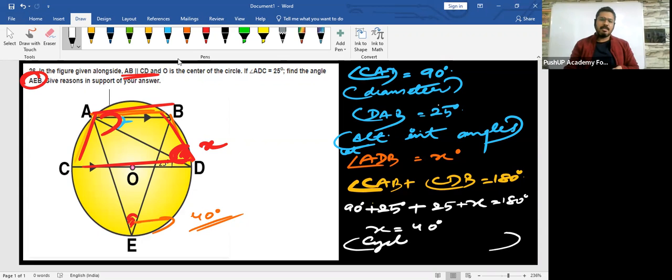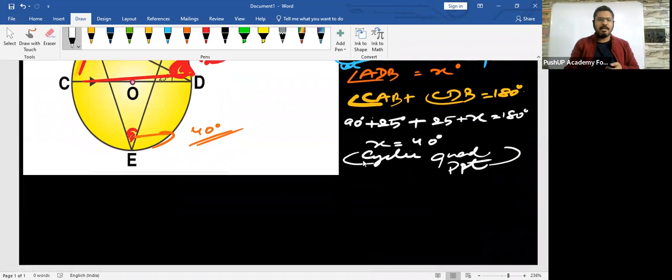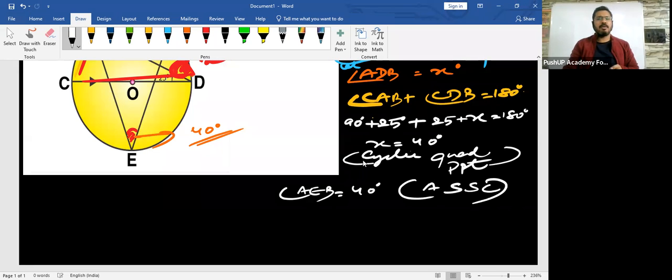Mention the reason. Cyclic quadrilateral property. That's all. And then you will write angle AEB is also equal to 40 degrees. Which property? Angle subtended by the same chord. Okay. Any doubt, children, please ask. Shall I move on?